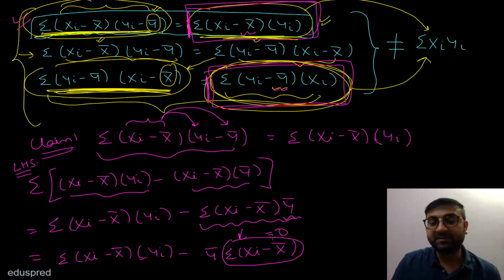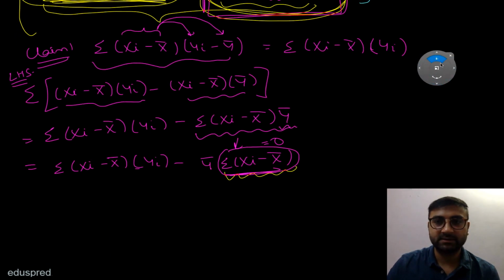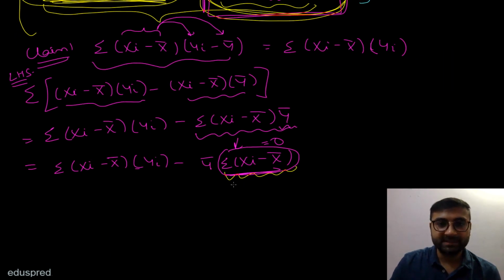Summation of (xi minus x bar) is actually 0 by a statistical property. It is the sum of deviations from mean, and there is a statistical property which says that the sum of deviations from mean is always equal to 0. I can also show you this. So let me create some space for that. So I'm saying that this term that you have over here is equal to 0.